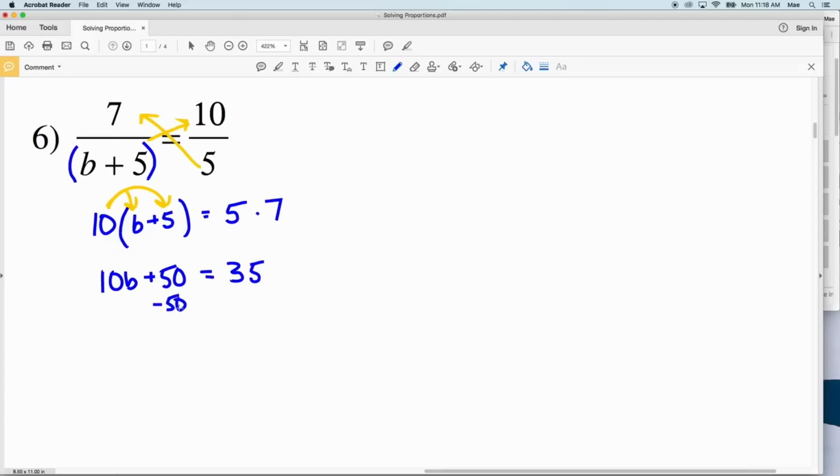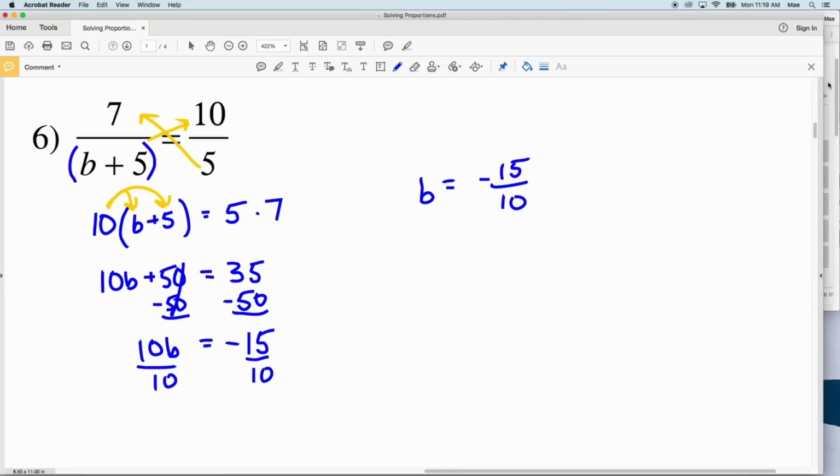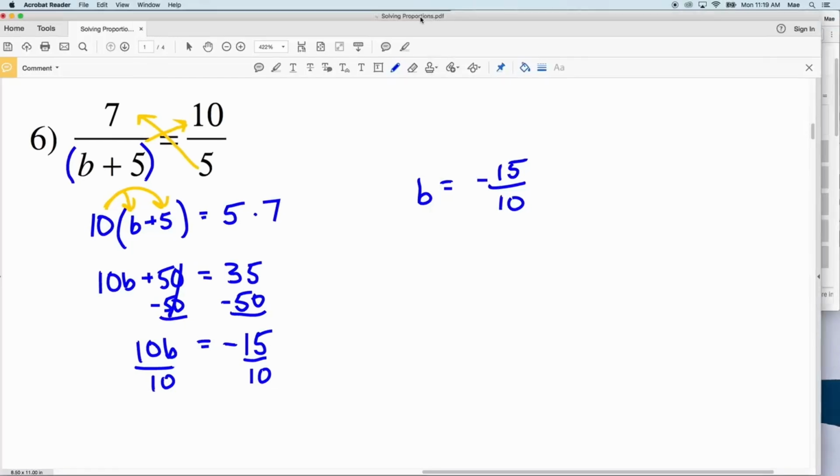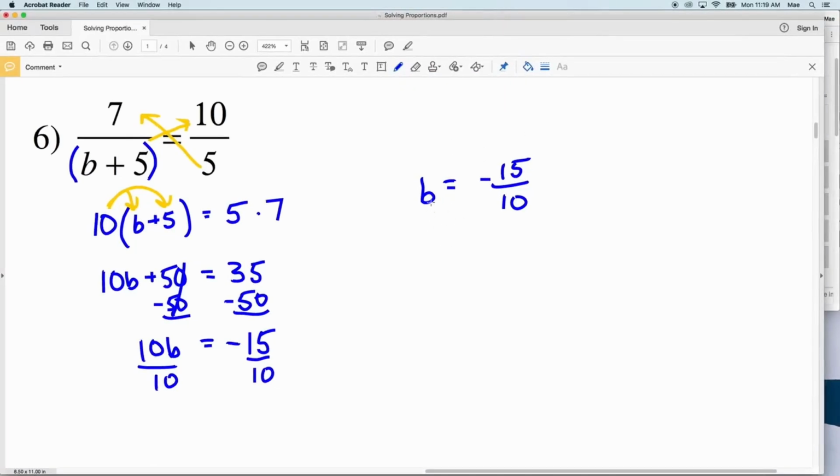Subtract by 50 on both sides to get that 10b is equivalent to negative 15. Divide both sides by 10, and we'll get that b is equal to negative 15 over 10. If you want to use your calculator, go ahead and type it in. 15 divided by 10, that's going to be 1.5. But the 15 is negative, so we're going to have negative 1.5 as the answer for number 6.